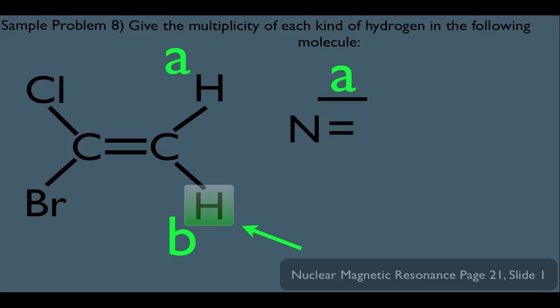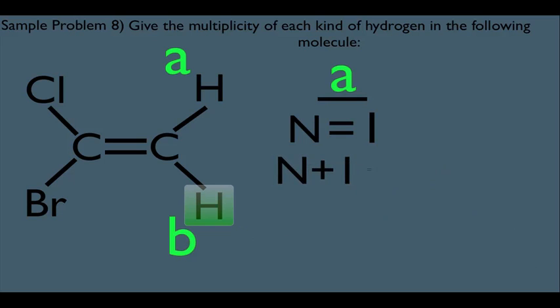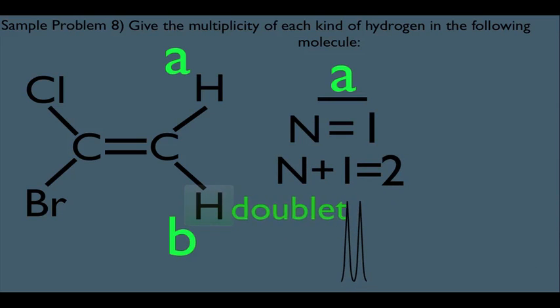Remember, let's look at our N+1 rule again here. Remember, N is the number of neighboring, or we can say, different hydrogens, which means for this particular case, the N value here is 1. And just to make sure you see this, it's 1 because B is A's neighbor, which means, again, plugging into the equation, N plus 1 equals 2, we should expect to see a doublet.